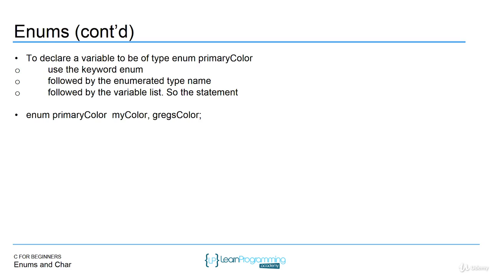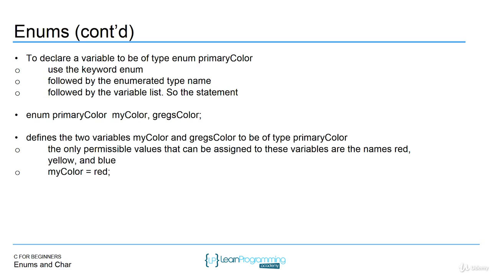Again, this is where we're using the enum. We've already defined what the enum can be, just red, yellow, or blue. And now we're saying we have two variables named myColor and gregsColor that can only contain one of those three values. They can't contain anything else. So we're declaring variables of primaryColor, which is an enum type. The only permissible values that can be assigned to these two variables are red, yellow, and blue. So we could say myColor equals red, and that's perfectly valid. We could not say myColor equals green. That wouldn't work because those values aren't valid for that enum type. We couldn't say myColor equals Jason, because myColor can only contain the three values of the primaryColor enum type.